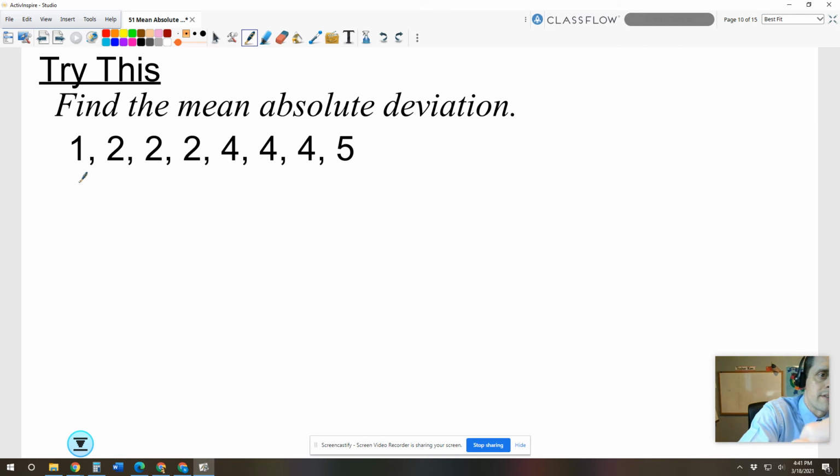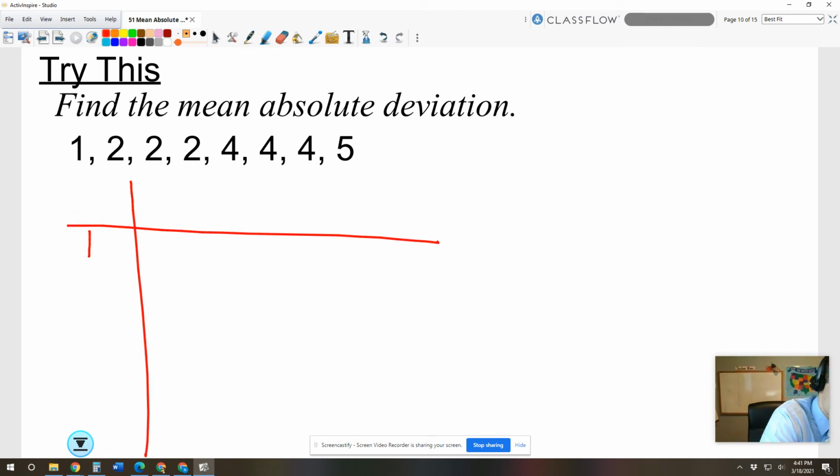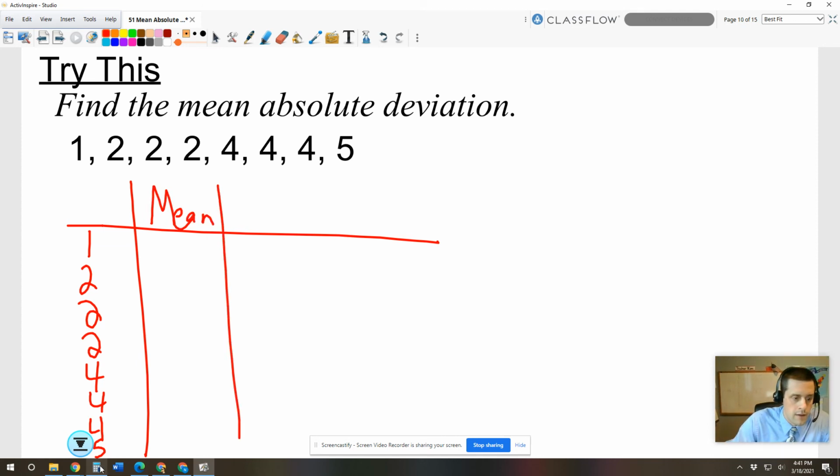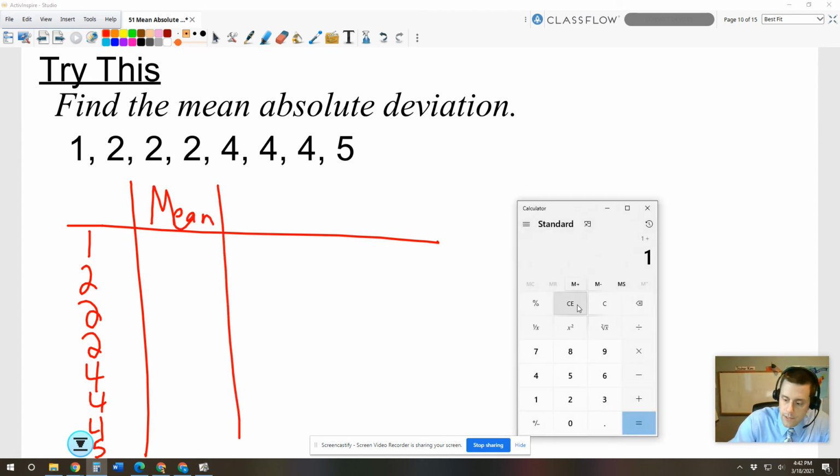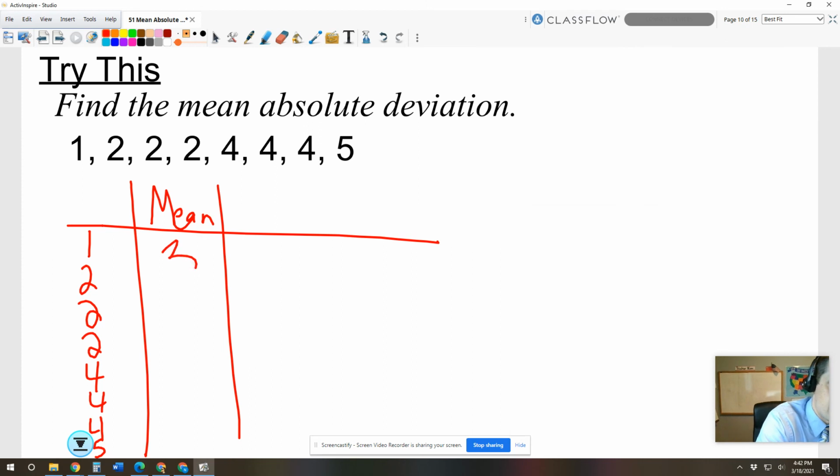Let's go over this. I'm going to start by building a table just to keep everything nice and organized. I got 1, 2, 2, 2, 4, 4, 4, and a 5, squeezing in down there at the bottom. Looking for my mean first. Summing my data points, 1 plus 2 plus 2 plus 2 plus 4 plus 4 plus 4 plus 5. 24, divided by 8 gives me a mean of 3.